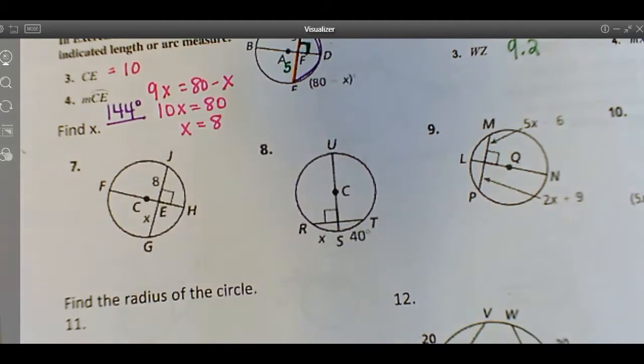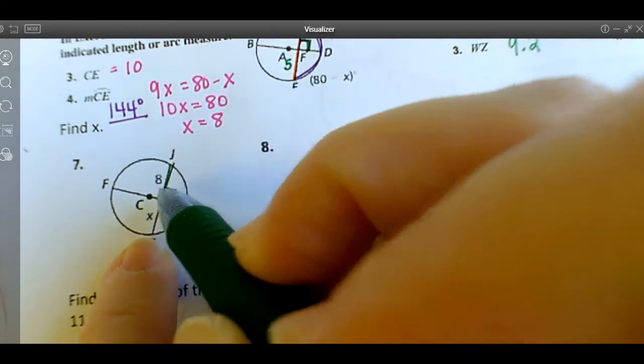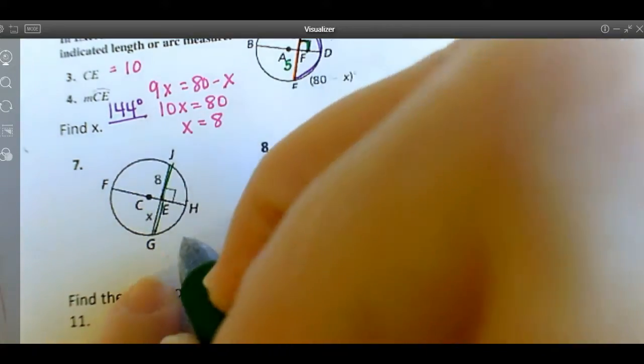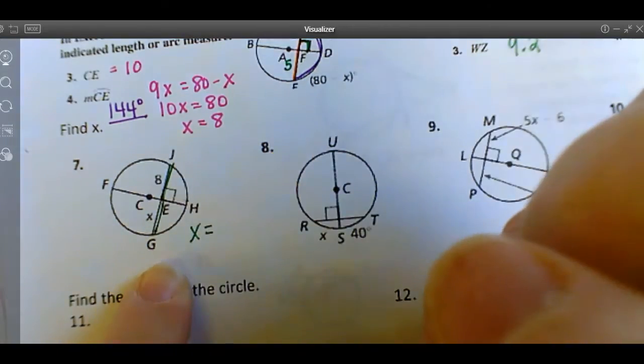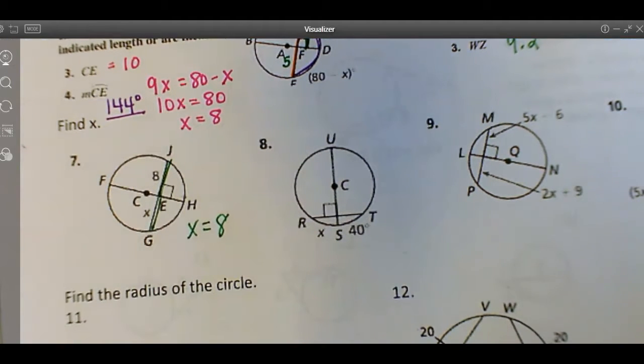Alright, so the next few, they're all like pictures of what we know is true based on some of those theorems that were at the top. And so if this is 8, and this is perpendicular, I know it's a bisector, so what's x? 8. It's the same, because that's what a perpendicular bisector does.